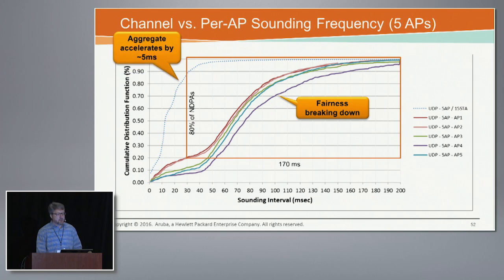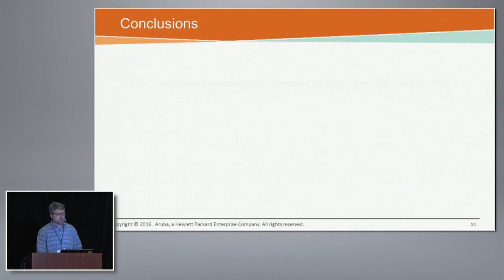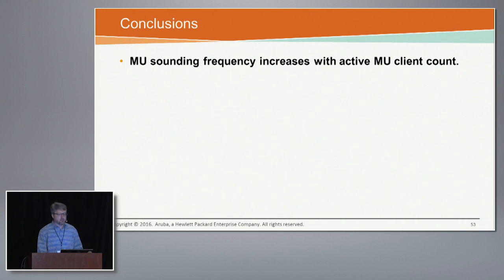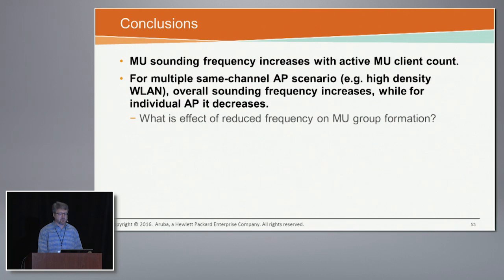So, what do we conclude from all this? So the sounding frequency does increase with the station count, right? Because things are changing more rapidly, and the AP has to update itself more quickly. For the high density case, the overall frequency speeds up while the individual APs are decelerating.